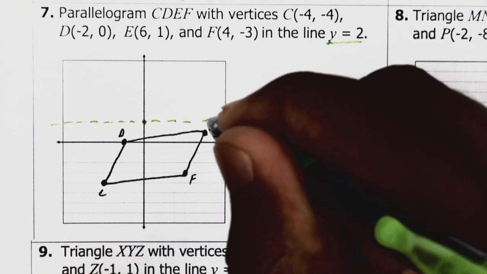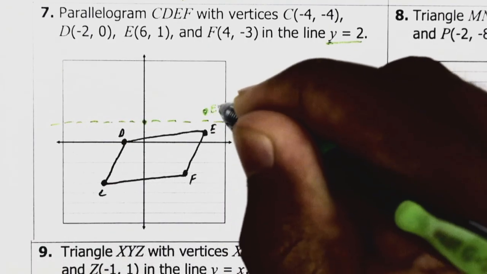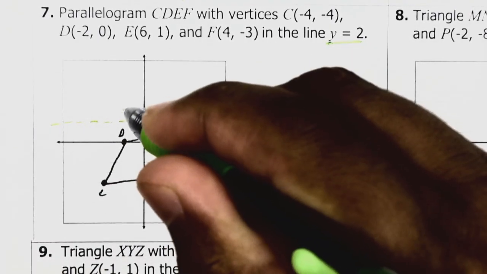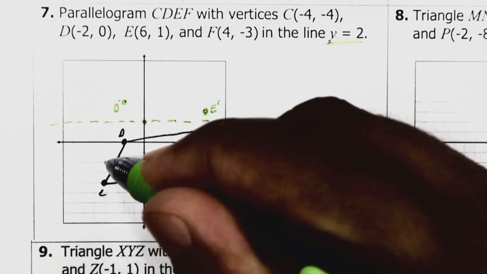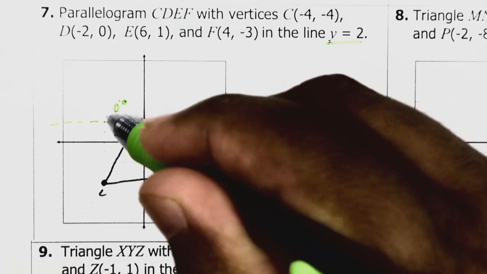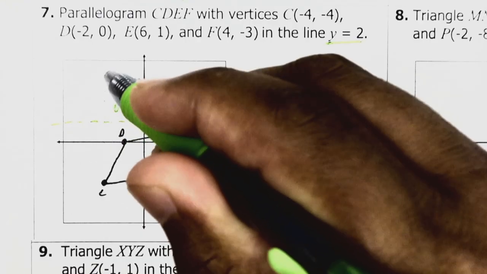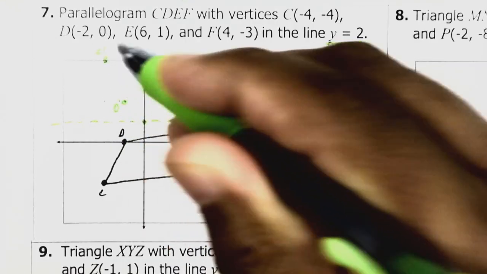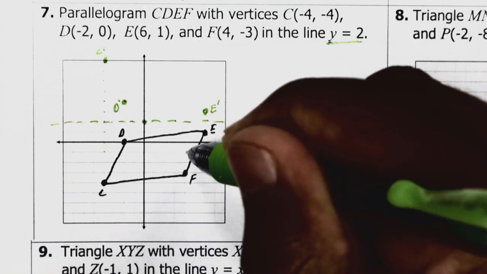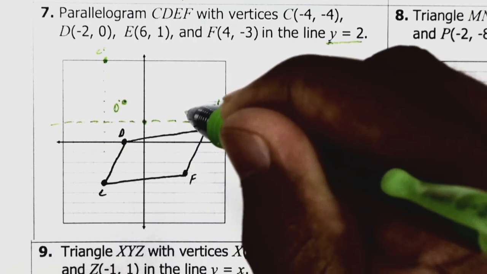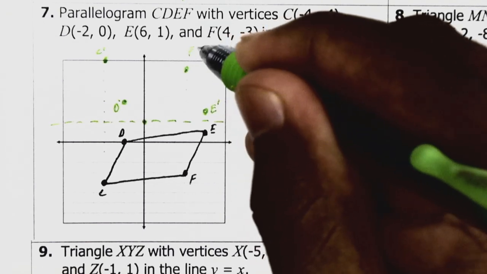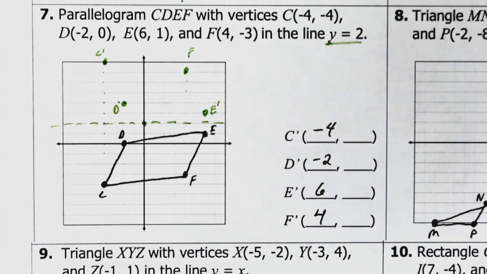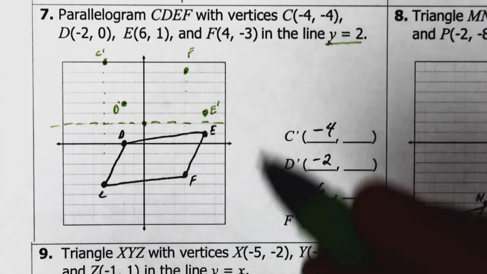So E is 1 unit, so 1 unit up. So here's E prime. D is 2 units, so 2 units up. Here's D prime. C is 1, 2, 3, 4, 5, 6 units. Here's C prime. And F is 1, 2, 3, 4, 5 units. And here's F prime. Connect the dots.